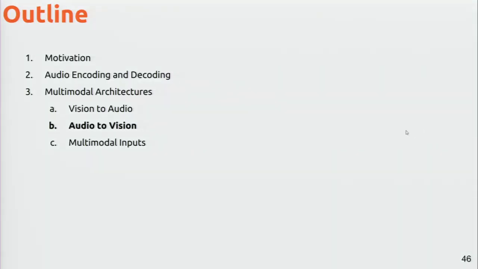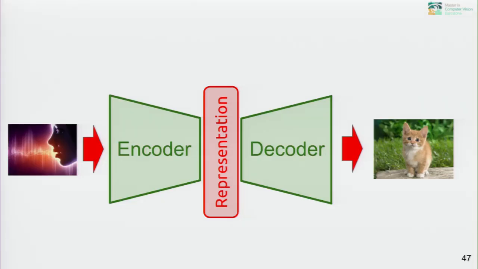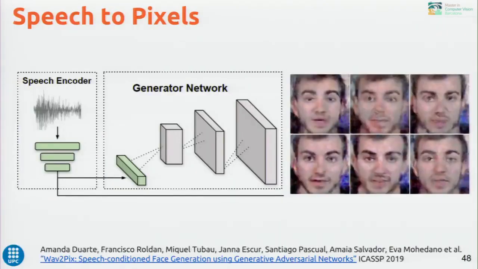Okay, what about the opposite direction? What can we learn from audio to vision? That's a work we had here at UPC. We'll present it next May. Here, what we did is we trained a convolutional neural network. Everything is convolutional, to encode speech.